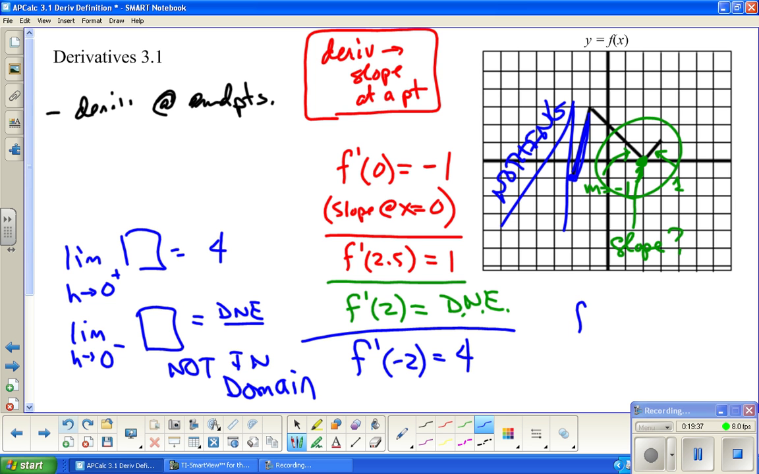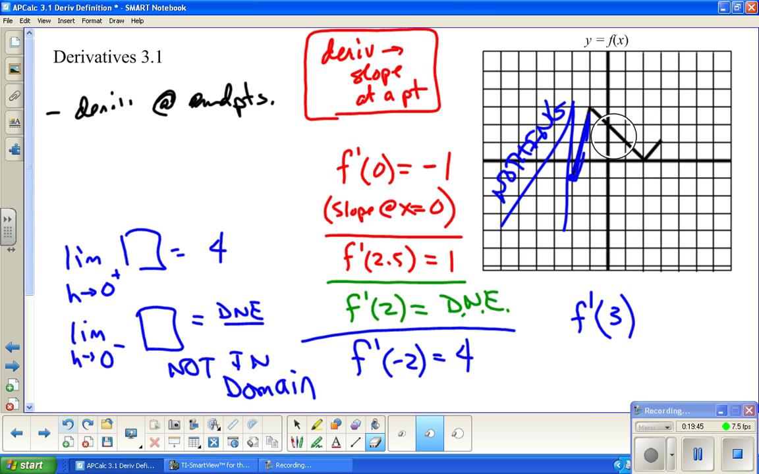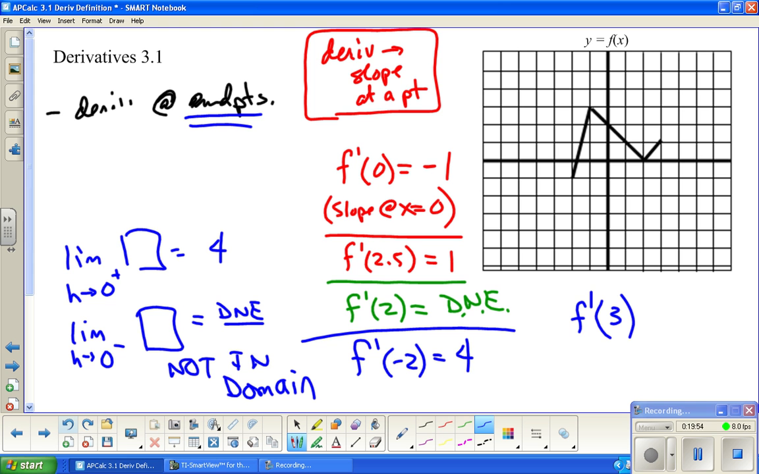So by the same logic, f prime of 3. Again, this is at the endpoint, so we're talking about derivatives at the endpoints. The left-hand derivative is 1. That slope is 1. The right-hand derivative doesn't exist. Don't need to match it if there isn't anything. So therefore, I'm just going to say 1. So that's a derivative at an endpoint.